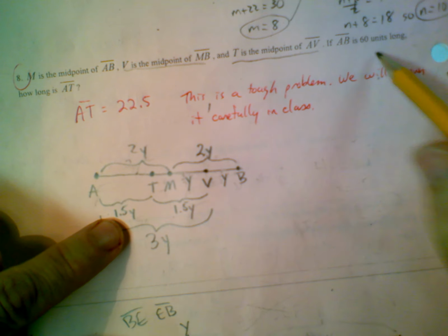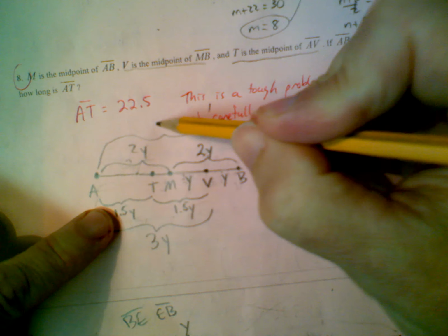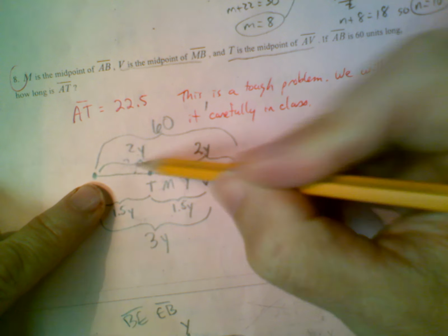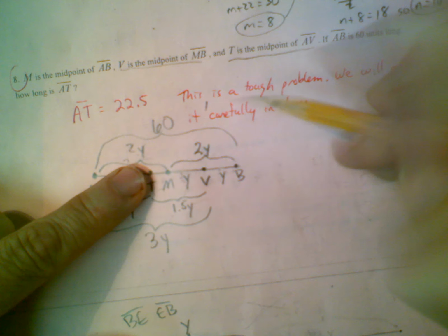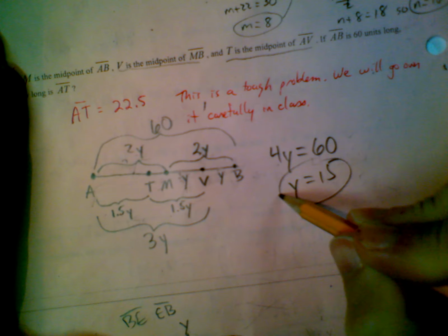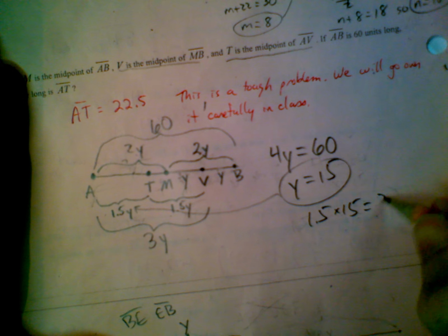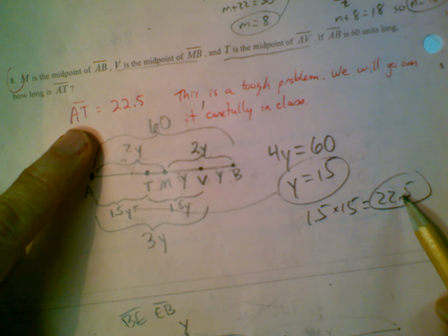Here's the last piece of information. AB is 60 units long. This whole thing is 60 units long, but now we've given 2y here and 2y there, so the total length of that segment is 4y, and that 4y has to be equal to 60. Therefore, y is 15, and now I can find out how long this segment is. 1.5 times 15 is 22.5, and that's how I got the answer here.